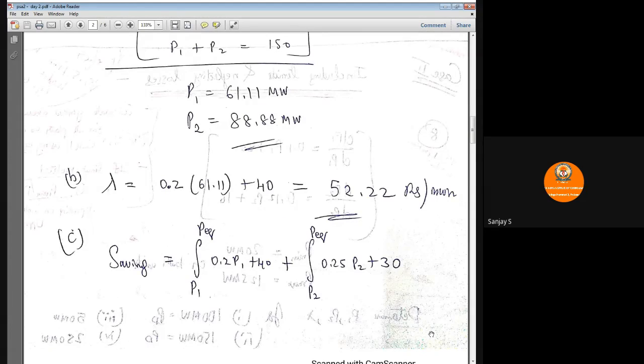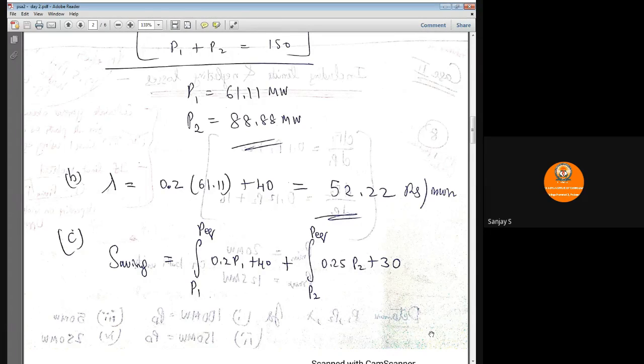After solving that, I'm getting P1 and P2 as 61.11 and 88.88 megawatts. Then already you know how to find lambda. You just take one of the incremental fuel cost equations, substitute the value of P over there. So here I have taken the first one, 0.2 P1 plus 40 is your first plant equation. In case you want to go for second plant, that also can be done. You just have to take 0.25 P2 plus 30, substitute for P2 over there. You'll be getting the same values. So 0.2 into 61.11 plus 40, which is 52.22 rupees per megawatt hour. This is your lambda value.